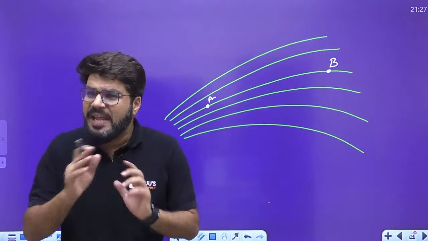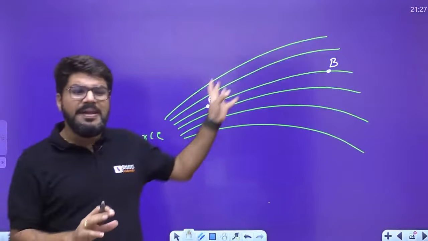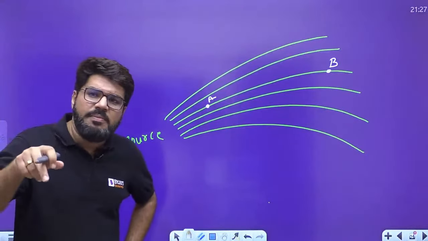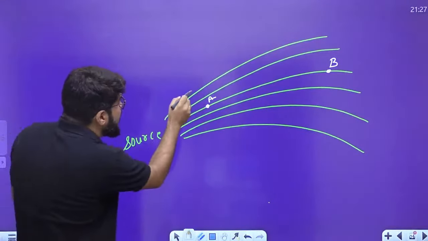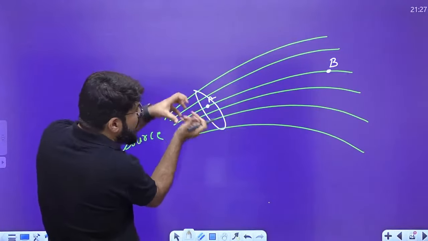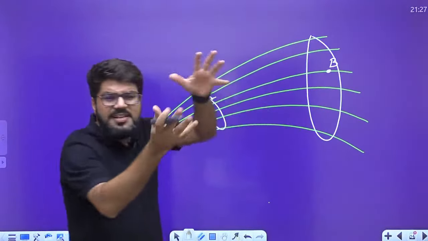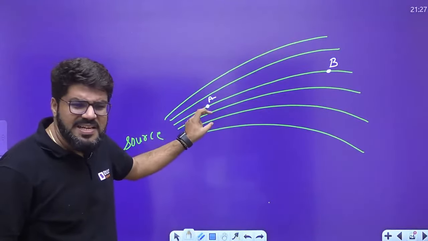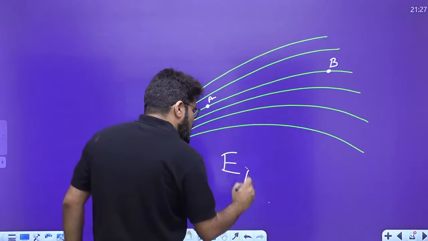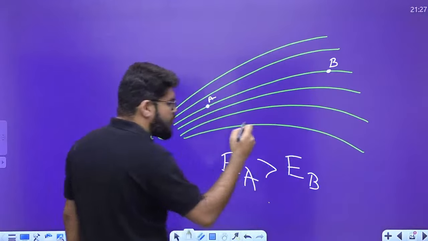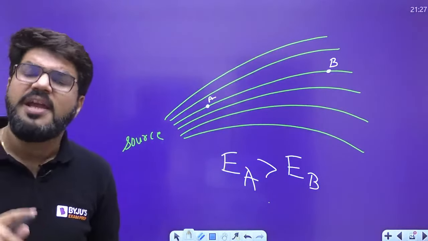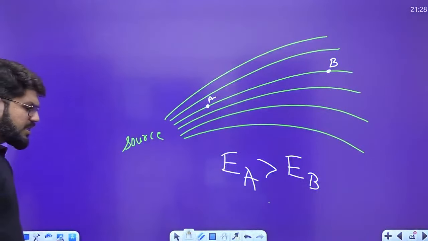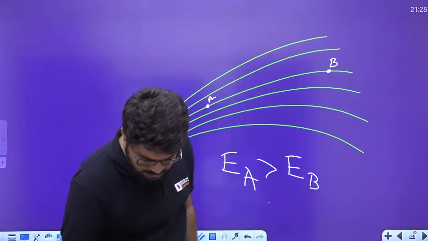Can I say, without applying any formula, without knowing what the source is, just by looking at the field lines, where the electric field is more? Yes, the electric field will be more where the spacing is less, where the density of the lines is more. Here the lines are very close together. Here the density is less. The lines are spread far away from each other. So wherever the density is more, the spacing is less, there the electric field should be more. So we can clearly say that the electric field at the point A should be greater than at the point B, without applying any formula, without knowledge of the source, just by looking at the field diagram.